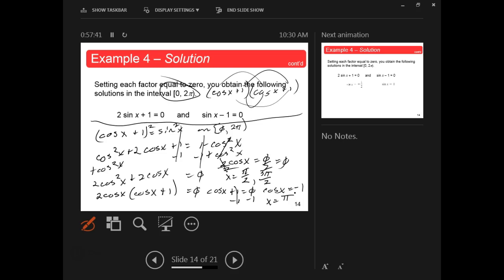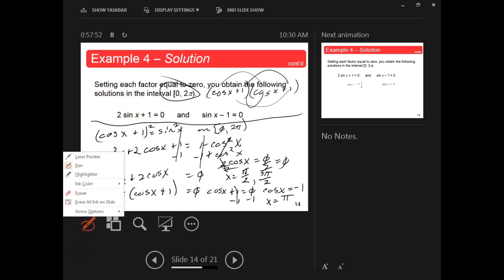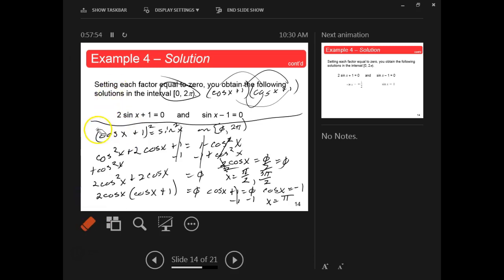Oh, except what had we better do? Check your answers in the original problem. Let me write the original problem down again. In fact, what I'll do is erase what we did to it. Okay? Remember, anytime you square both sides of an equation, you've got to check your answers and make sure they still work. Okay? Which one do you want to try first? Pi halves, pi, or 3 halves pi? You tell me.